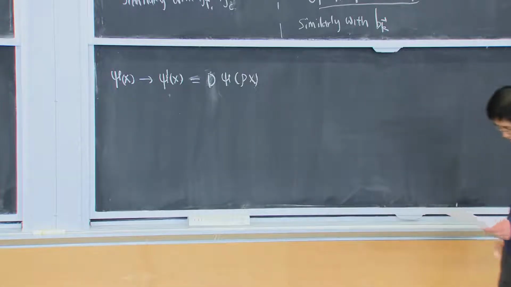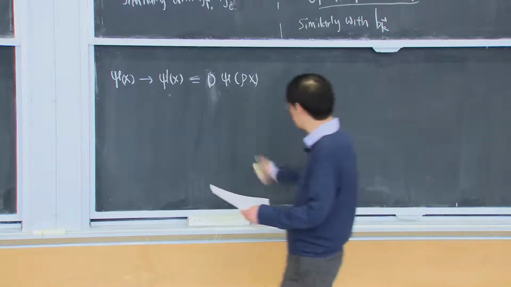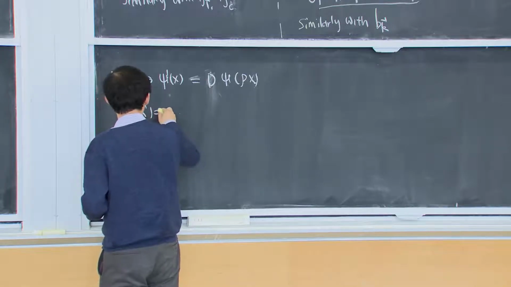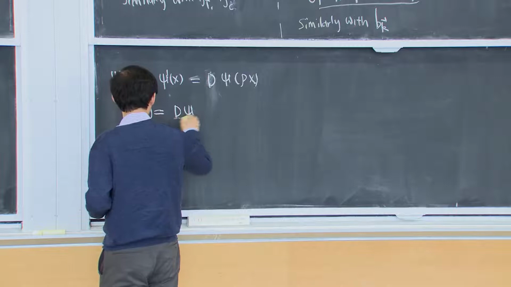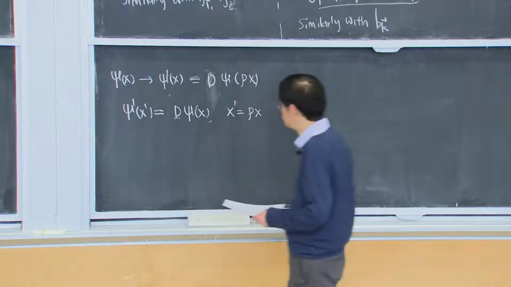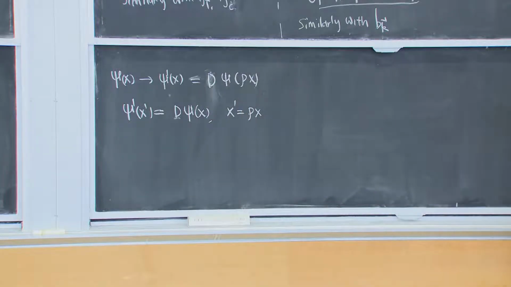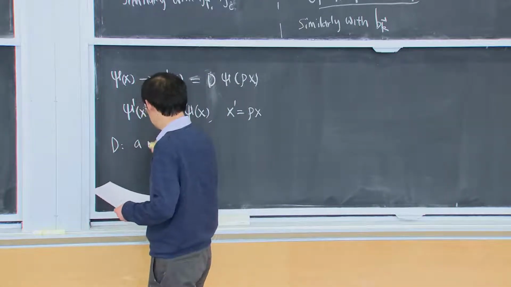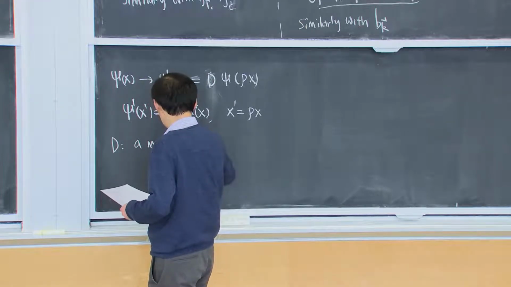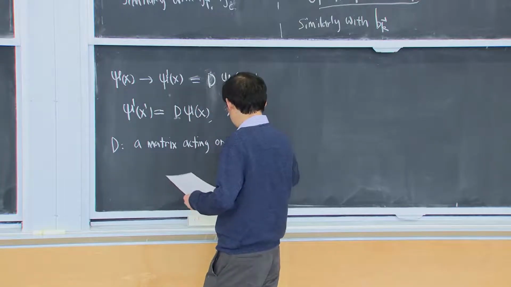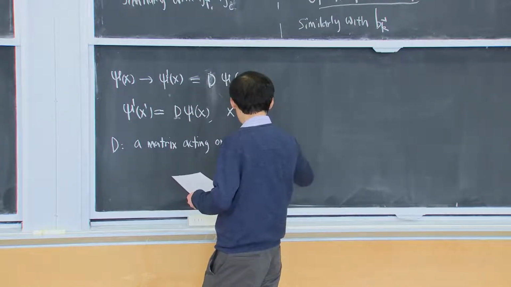Of course, you also include the phase. And for convenience, I will also write it as psi prime of x prime equal to D psi of x, where x prime equal to Px. These two are the same equation. So D is a matrix acting on spinor space.